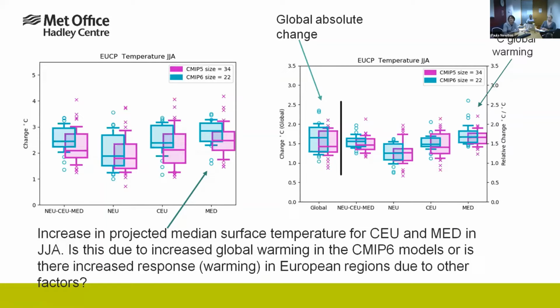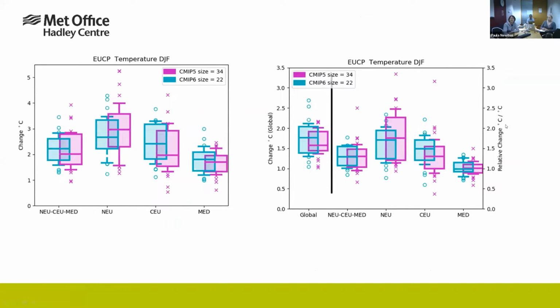For completeness, I had a look at the temperature for winter. I'm not going to dwell on this slide because we don't have much time, but basically the answer is no, there is no real difference in the projected temperature for winter. Again, in the relative change, most of the change we're seeing does seem to be in the global. There could be a bit for the Central European area, possibly. We're seeing some differences.